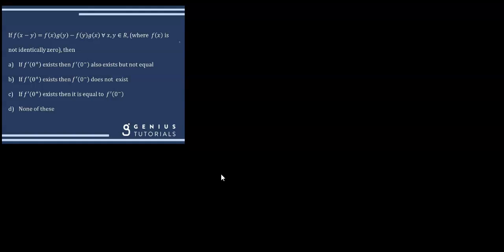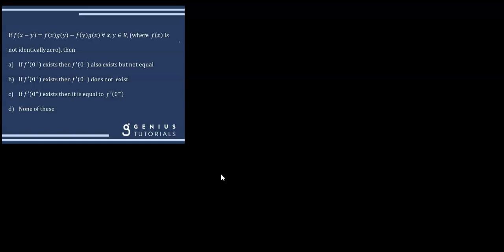Okay. Now in this question it is given that f(x minus y) is equal to f(x) g(y) minus f(y) g(x) for all values of x and y belonging to R, where f(x) is non-identically 0. Then these four options are given and you have to determine which of these four options is correct.